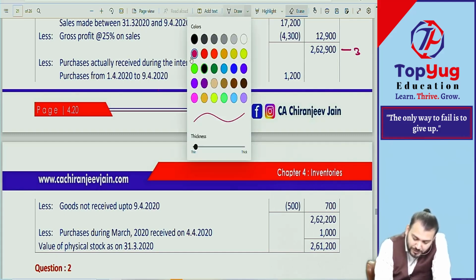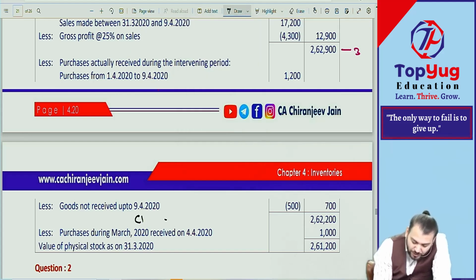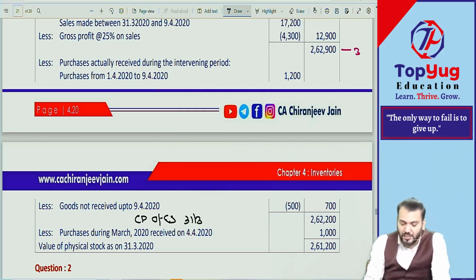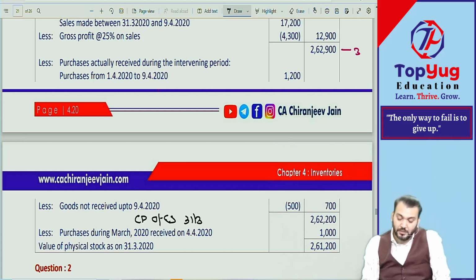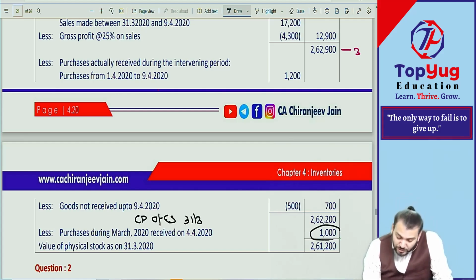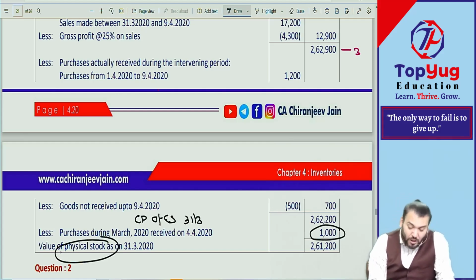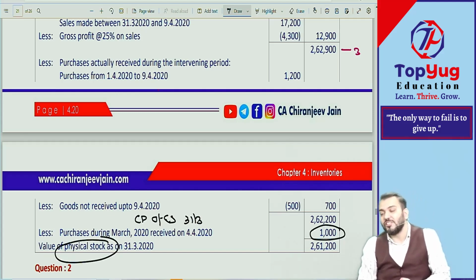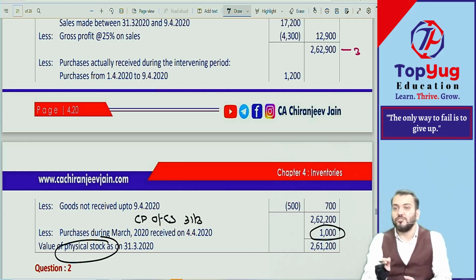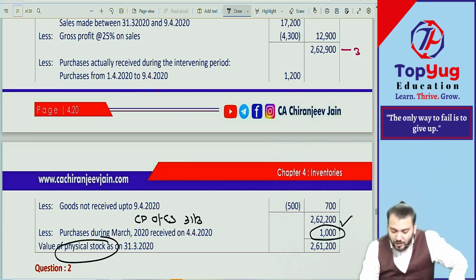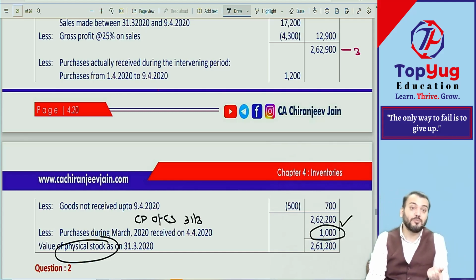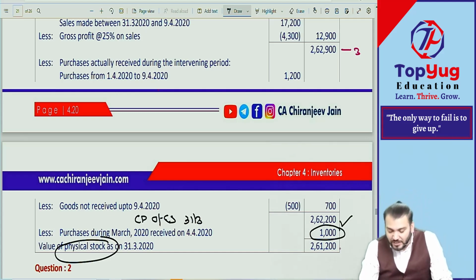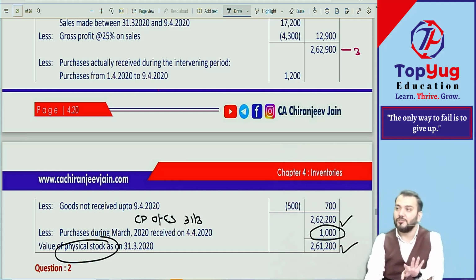Come to this point. This becomes the cost price of closing stock as on 31st March. And once you have reduced it, it becomes the value of physical stock. Did you understand the difference? Once again, if in this question they ask the cost price of closing stock, what is your answer? 2,60,200. If they ask the cost price of physical stock, then this is the answer. Have you understood this point?